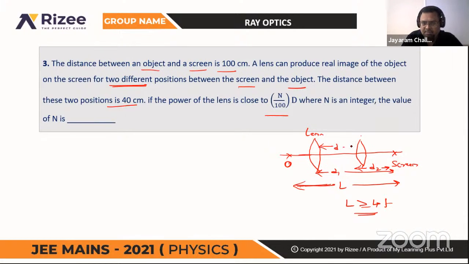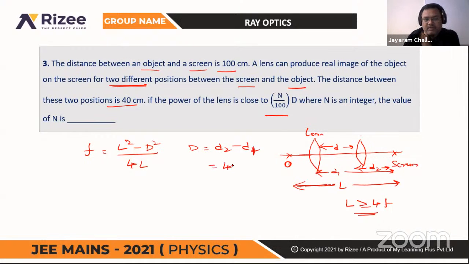Now the distance between these two positions is small d. This is called the conjugate foci method. Very important method of finding the focus. From this, the focus formula can be written as L square minus D square by 4 times L, where D is nothing but the difference between the two image distances, that is D2 minus D1.